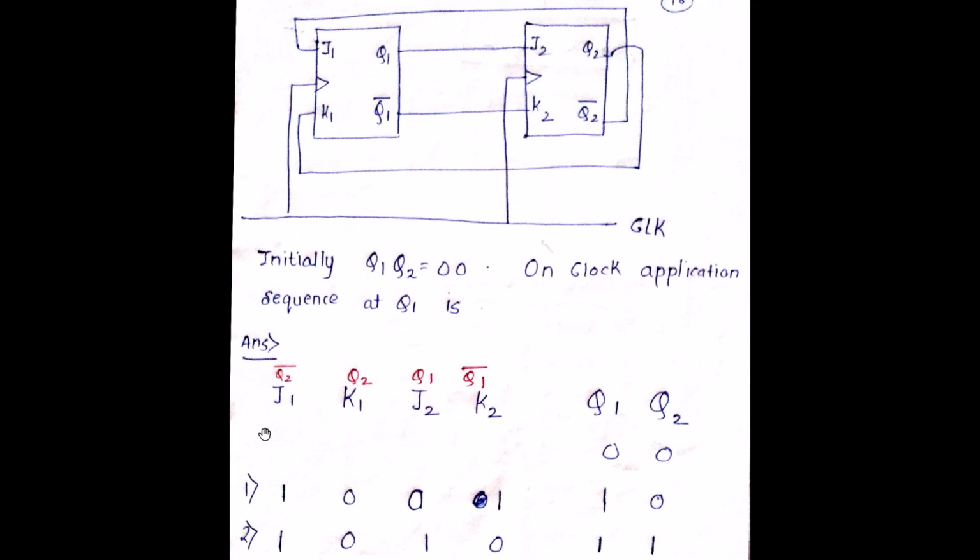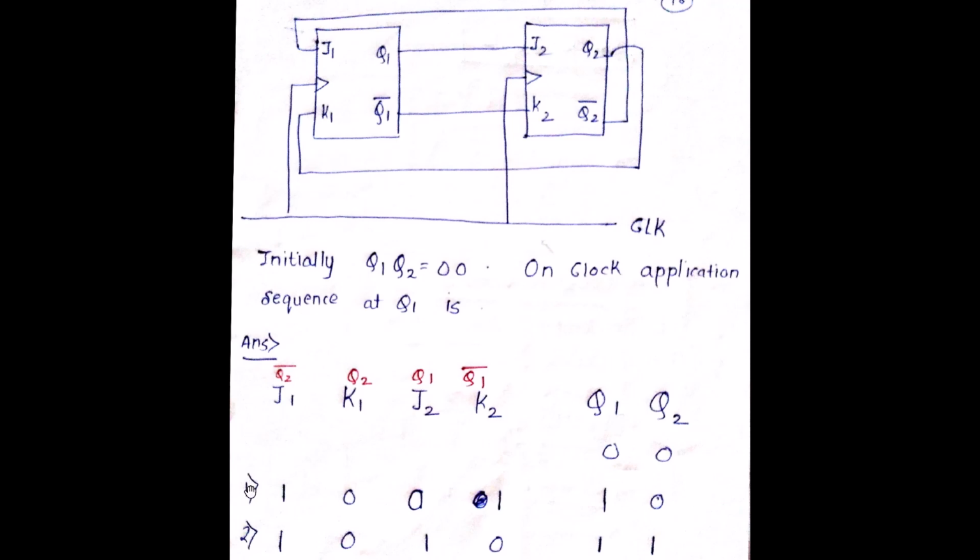So if you see, you have two inputs, J1, K1, J2, K2. The outputs are going to be Q1 and Q2, right? For J1, K1, the output is Q1. For J2, K2, the output is Q2. So as they are told, initially Q1, Q2 is equal to 0, 0.